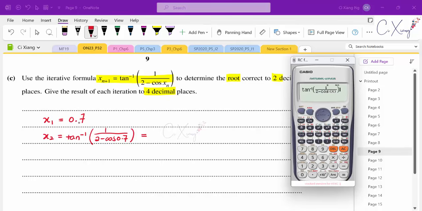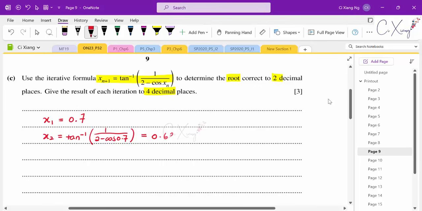The first value that I want to substitute is 0.7. After I key in the formula in the calculator, I press calculate. Then they're asking what is the value of x that you want to insert? So you should type in 0.7, then press the equal sign. From here again, you will see this long value. They are telling us that every iteration that we get should be correct to 4 decimal places. So I will write it out to 4 decimal places, which is 0.6806.